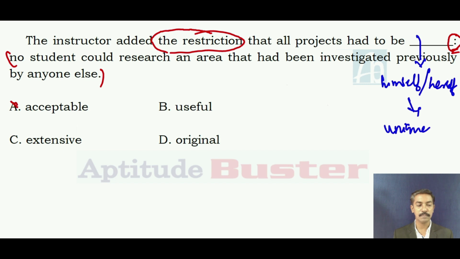We can easily eliminate acceptable, extensive, useful. The right choice is D. Yes, it has to be original. It cannot be the one that had been investigated previously.